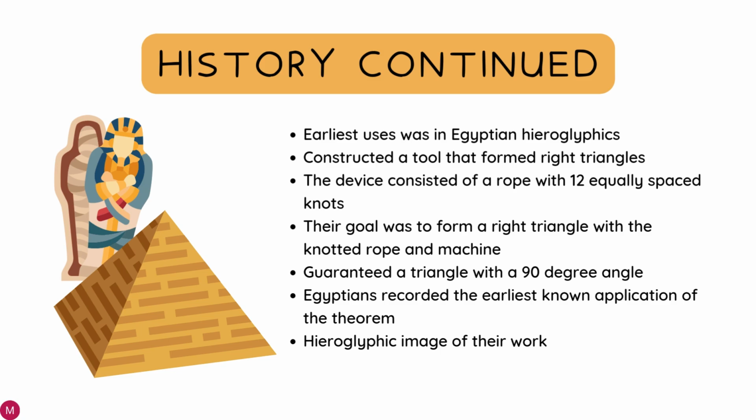Although it was not a proof of the theorem, the Egyptians recorded the earliest known application of it by displaying a hieroglyphic image of their work. Although they used an application of Pythagoras' theorem to create right triangles, it is unclear whether or not the Egyptians knew anything about the theorem when developing their workman's rope.